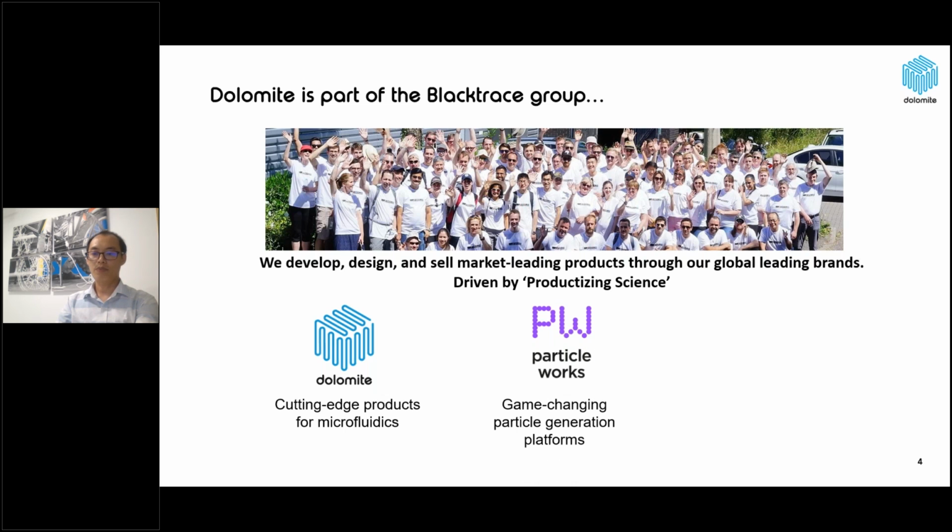And Particle Works provides a game-changing particle generation platform which allows you to produce nanoparticles with unrivaled precision, quality, and consistency of control while reducing your development time and cost. And Dolomite Bio provides solutions for high throughput single cell research and sequencing.